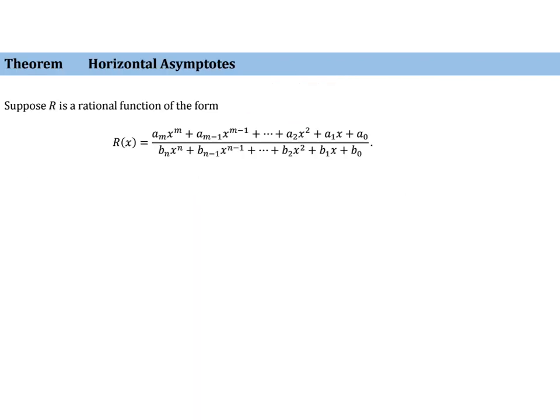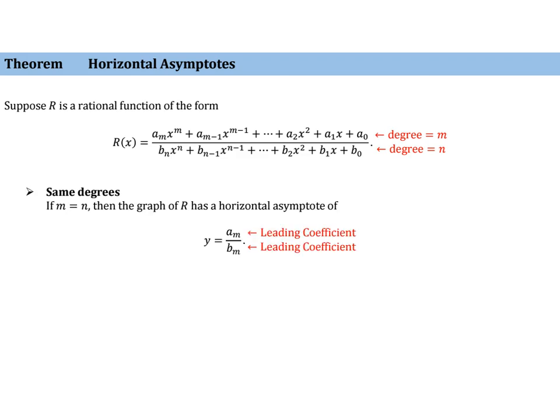So let's formalize this rule. Here we have a rational function, which is a polynomial over a polynomial. Now notice, the polynomial in the numerator is degree m. The polynomial in the denominator is degree n. So the rule is, if they are the same degree, then we can just look at the leading coefficients, and the horizontal asymptote will be y equals the ratio of those two leading coefficients. And this corresponds to what we saw in the warm-up.